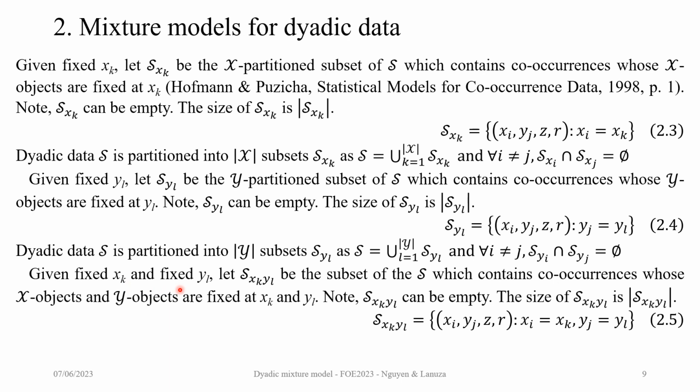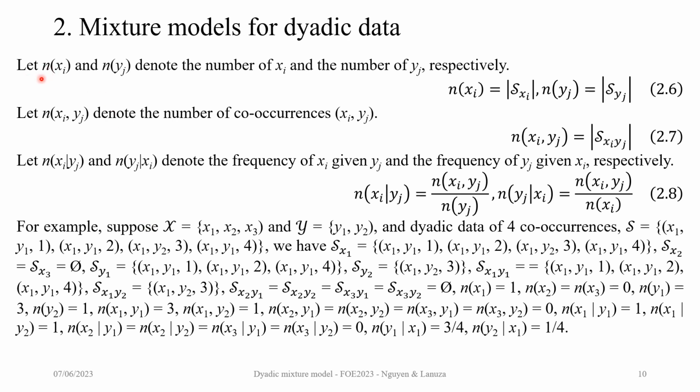Given the fit SK and the fit YL, let S_KL be the subset of the dyadic data S which contains the co-occurrences whose S object and Y object are fit as SK and YL, according to equation 2.5, and note that S_KL can be empty. And let N_Si and N_Yj denote the number of Si and the number of Yj respectively, according to equation 2.6. And let N_SiYj denote the number of co-occurrences Si, Yj, according to equation 2.7. And let N_Si given Yj and N_Yj given Si denote the frequencies of Si given Yj and of Yj given Si respectively, according to equation 2.8.